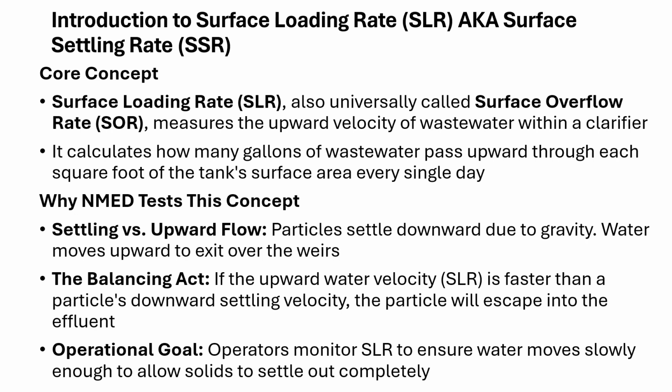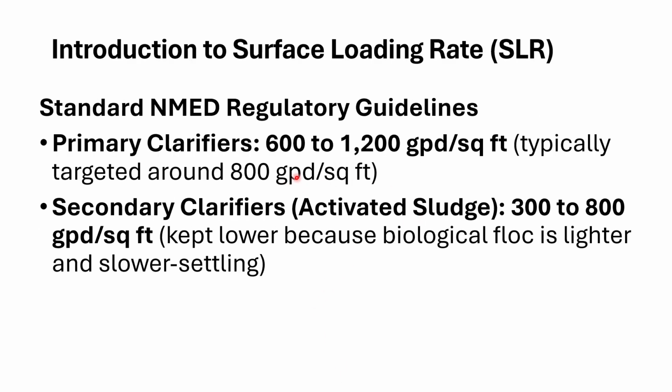Okay. So as operators, we're monitoring the surface loading rate to ensure water is going to move slow enough to let the solids settle out completely in that clarifier. That's it. We're just looking at the performance measure of how we're letting solids settle out in that clarifier. The guideline for a primary clarifier, we want 600 to 1200 gallons per day, and it's per square foot because we're talking about an area. And we typically want about 800 gallons per day per square foot, and that falls within this range. But here's the range for a primary clarifier.